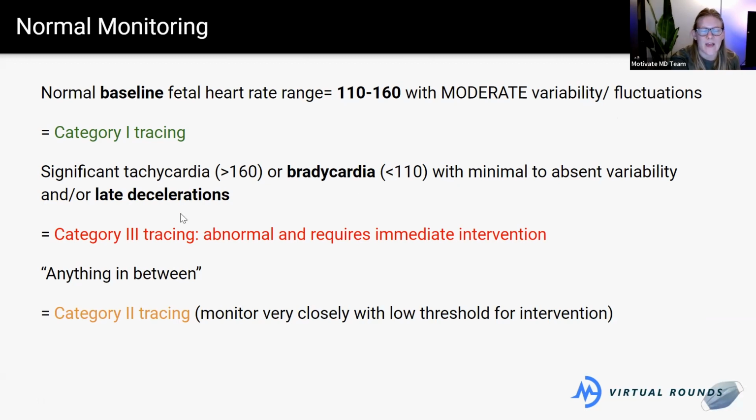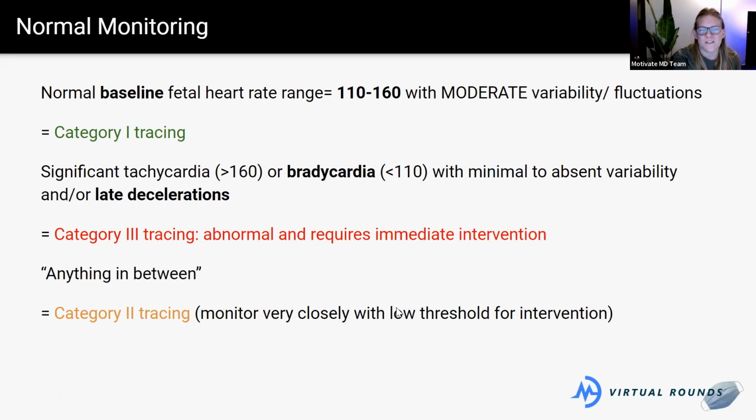So a category 3 tracing is definitely abnormal, and you need to intervene immediately, either to implement a maneuver to try to correct the abnormality, or delivery if you cannot do that. And then, like I said before, anything in between is category 2. So you might have a little bit more tachycardia, but there's still variability, or you can have some possible decelerations, but they're reactive.